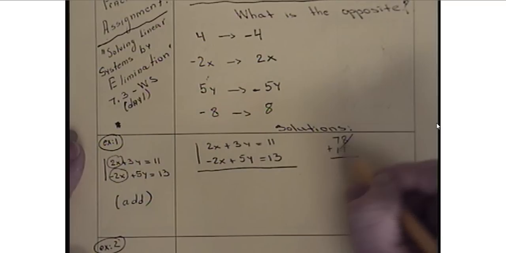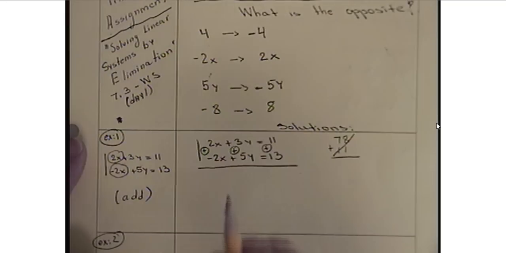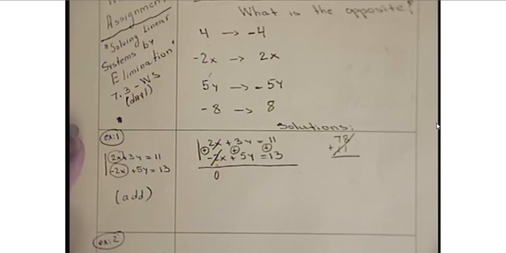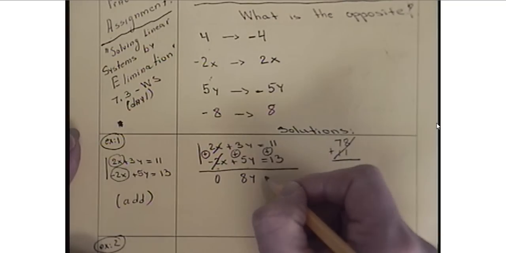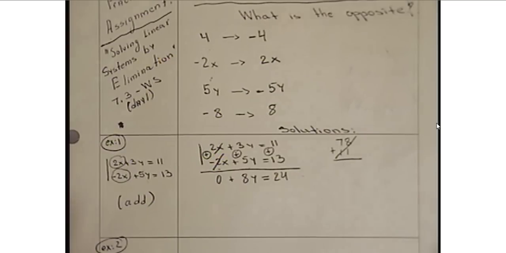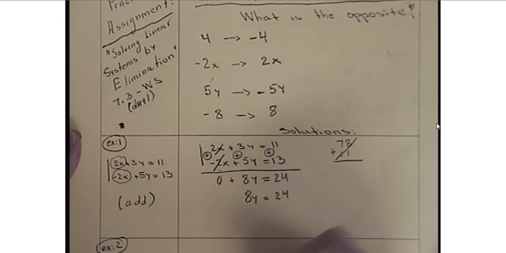So let's focus on the system. If I use the addition sign here, I need to add those two, and those two as well. So 2x and negative 2x will cancel and we will get 0 here. Then we have 3y plus 5y, which is 8y, equals 11 plus 13, which is 24. So 0 plus 8y is just 8y equals 24. We're solving for y, so we will divide by 8 on both sides, and y equals 3.